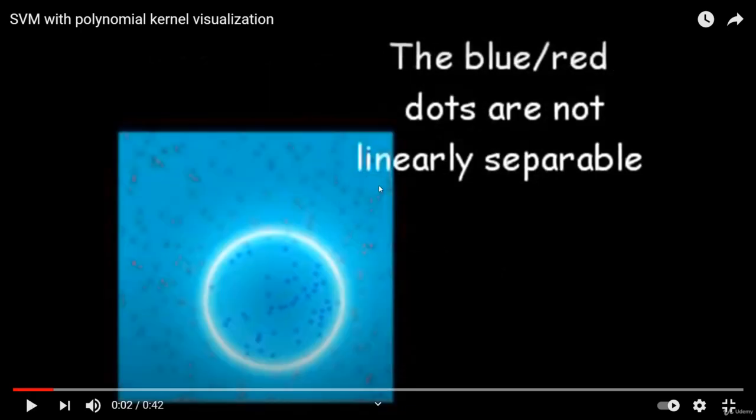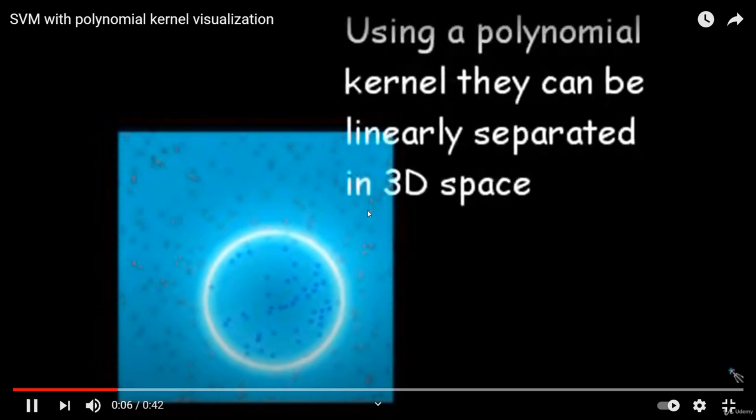As you can see here, the blue and red dots are not linearly separable. We have red points and we have blue points. The blue points are within the circle and the red points are outside the circle. We want to separate the red points from the blue points, but they are not linearly separable. So how can we solve this problem? We use a polynomial kernel, so x squared plus y squared, for example, so that they can be linearly separated in the 3D space.